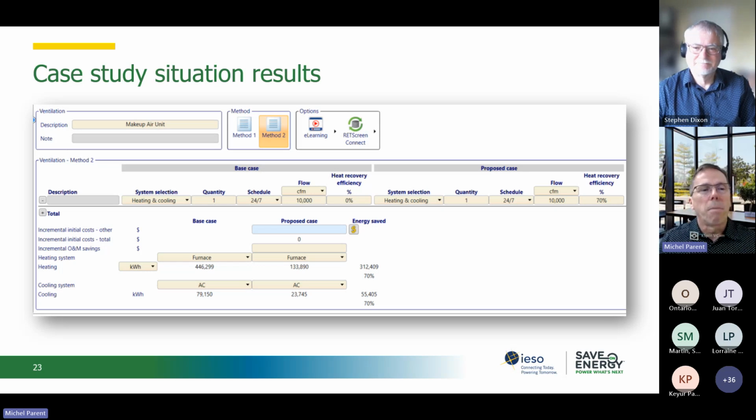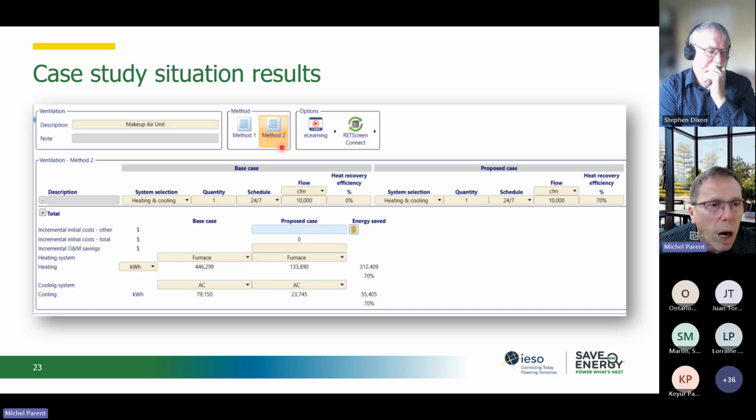So when you have a makeup air unit and you want to define it in RETScreen, there's actually 2 ways you can do it. You can use the screen that Stephen showed us before, which we call method 1. You see on the screen here, it says method 1. So if you use method 1 right here, you'll have that same screen where you can define the percentage of outside air, the flow of the system. But you can also use method 2 because it is by default 100% system. And method 2 is for systems that are 100% outside air. That's also where you would define exhaust. And I will talk about that.